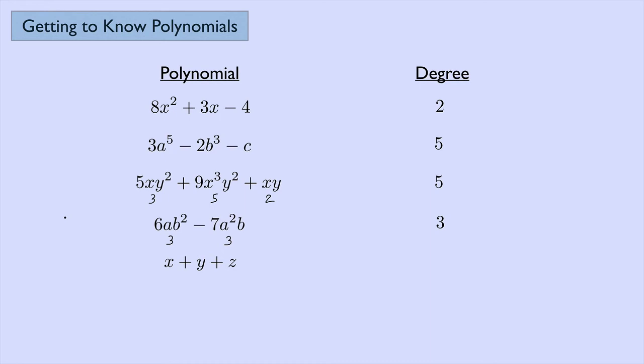How about x plus y plus z? Well, they're all to the first power, so in this case, every term has a degree 1, so overall we would say degree 1. How about x times y times z? Well, in this case, since the x, the y, and the z are each to the first power, the degree would be 1 plus 1 plus 1, or 3.